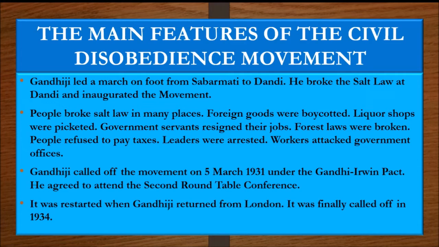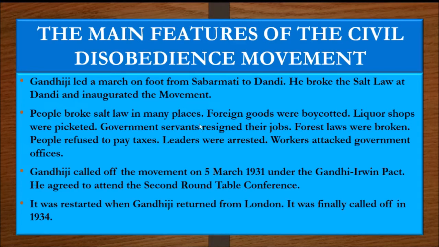But the question arises as to how it differs from the non-cooperation movement. The civil disobedience movement differed in that people not only refused to cooperate with the British government, they were also asked to break British laws. This led to the following actions by various groups in India. First, Gandhiji led a march on foot from Sabarmati to Dandi. He broke the salt law at Dandi and inaugurated the movement.